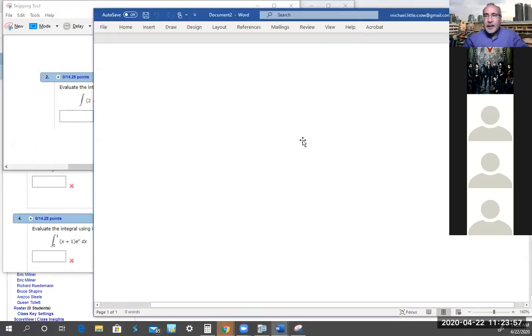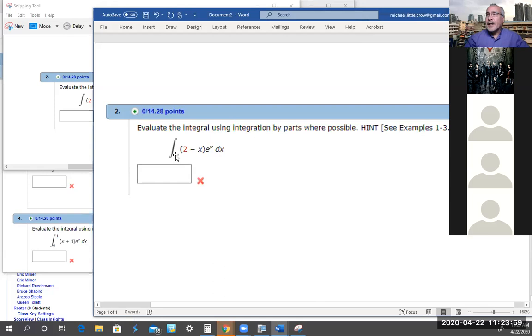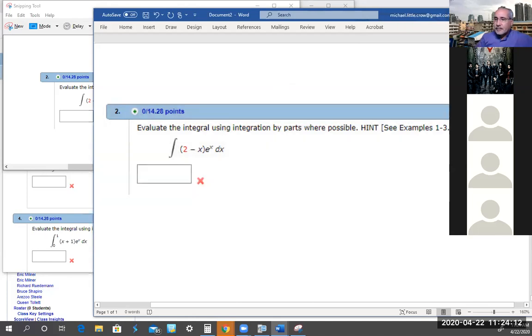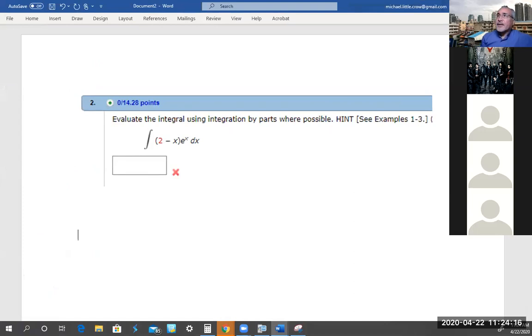And again, notice there are no limits of integration. So this one, we're going to get a +C on it. We really can't use the calculator so much to help us with this one. Okay, so integration by parts.